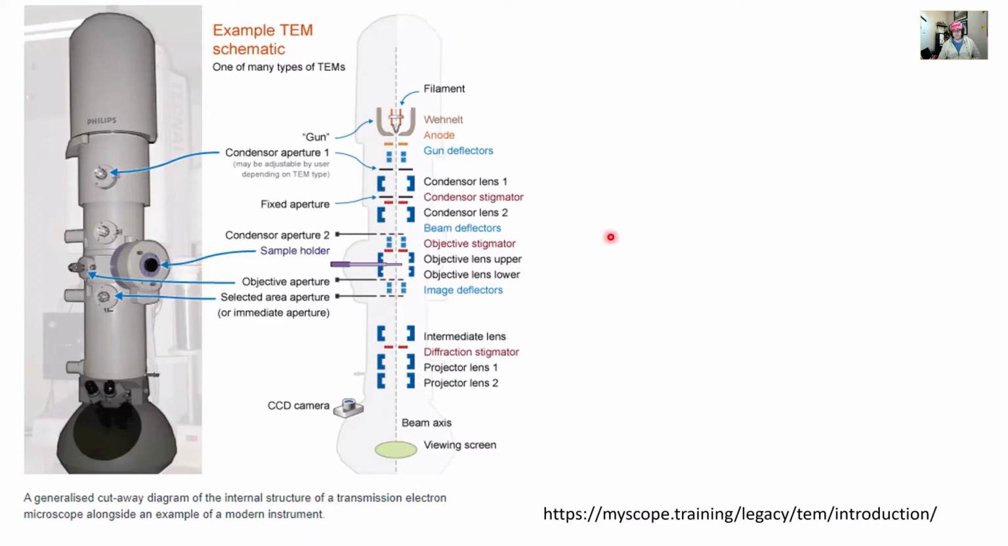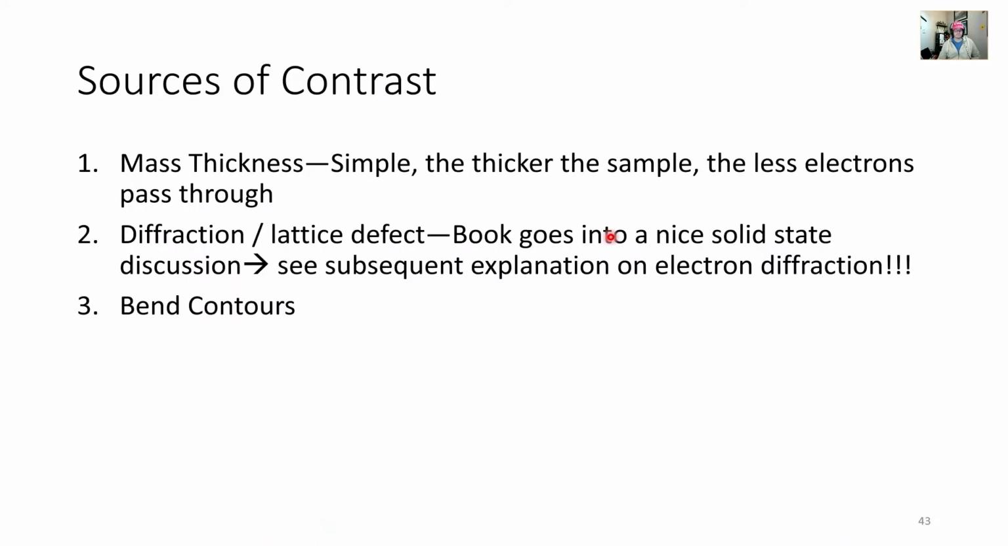You have your transmitted beam and your diffracted beam. What we're going to talk about a lot today, and it's going to be a short lecture, is sources of contrast. There are three main sources of contrast we're going to talk about. Mass thickness, which is a pretty simple source of contrast: the thicker the sample, the fewer electrons can pass through it. Sometimes you also get a fringing effect, and that actually allows you to calculate the thickness of the specimen, so we'll see an example of that.